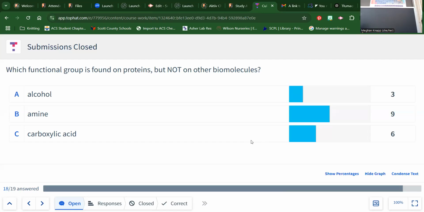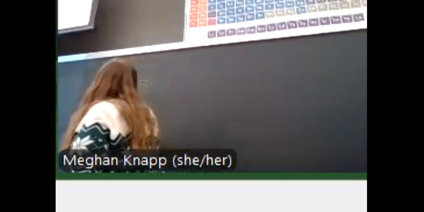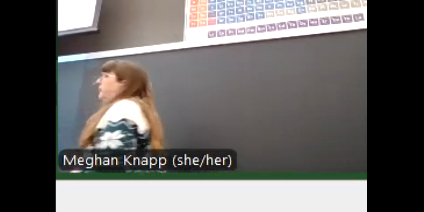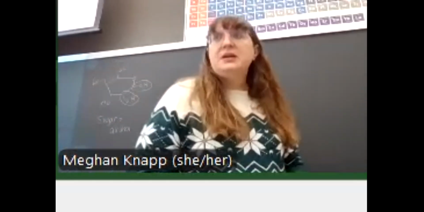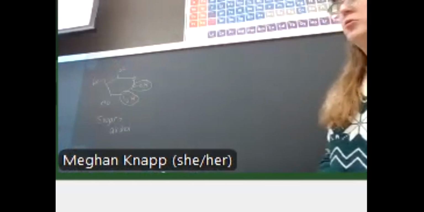So sugars have which functional group? Do you remember what the carbon OH was? This is the alcohol group. And we're going to see alcohols a lot this semester. So that one's probably the most important one to remember.